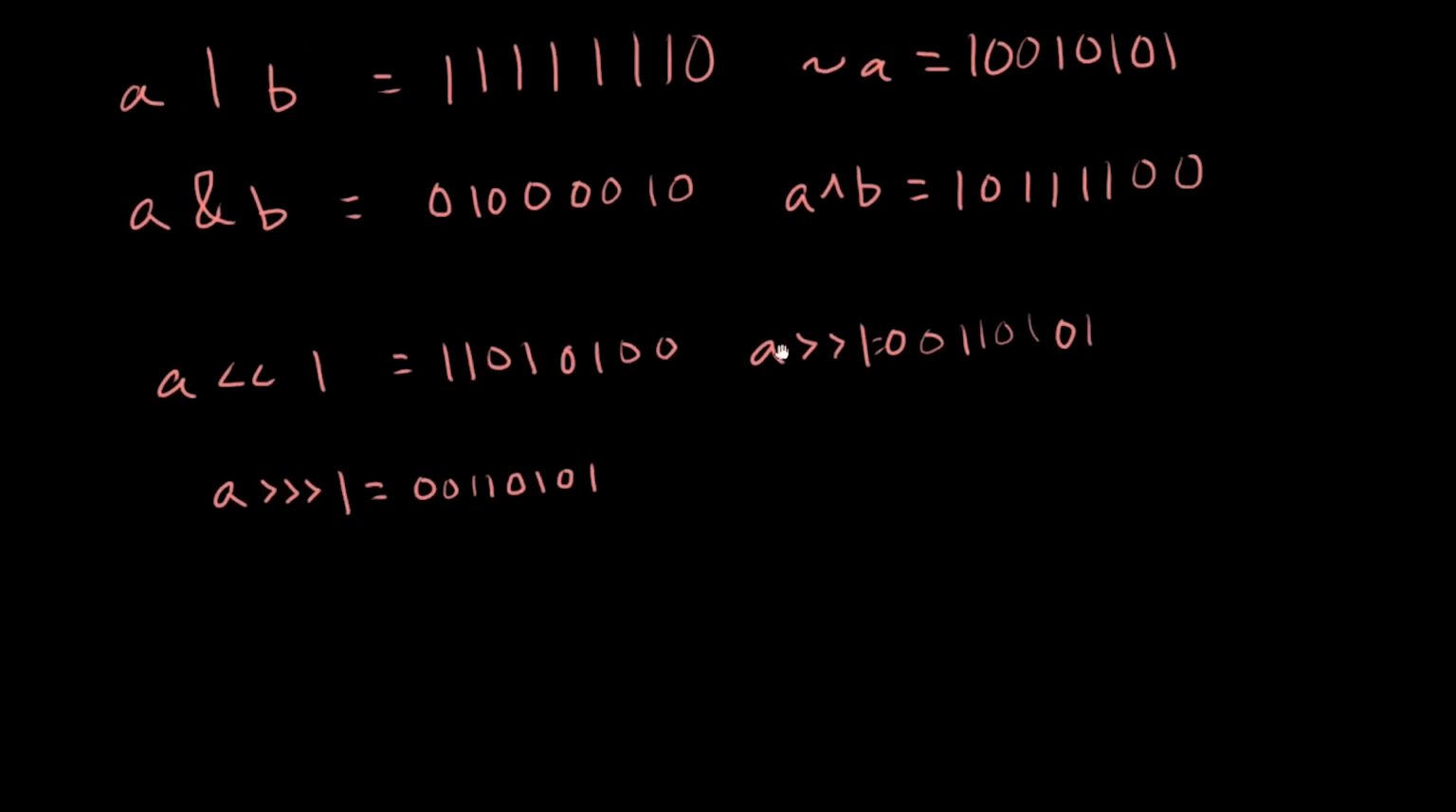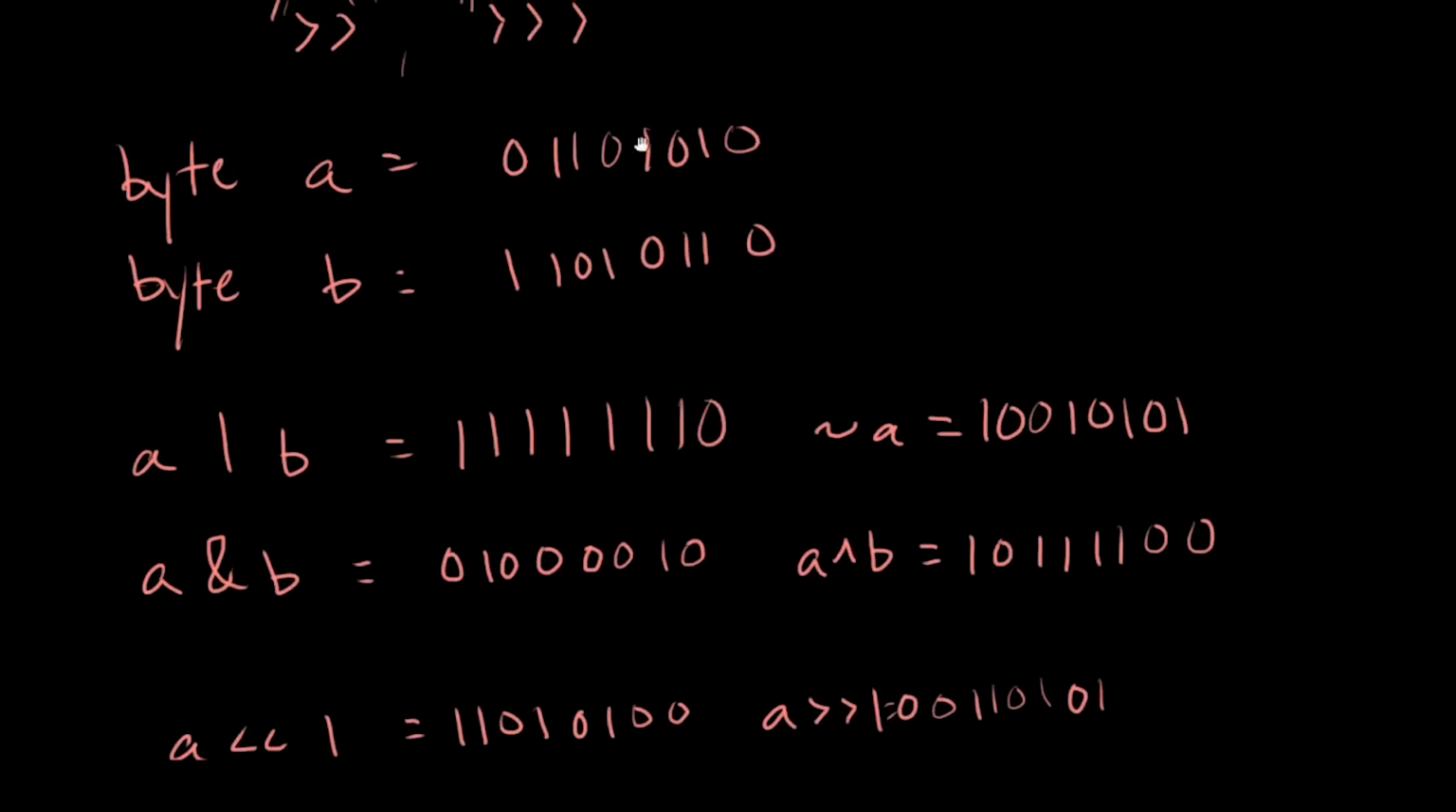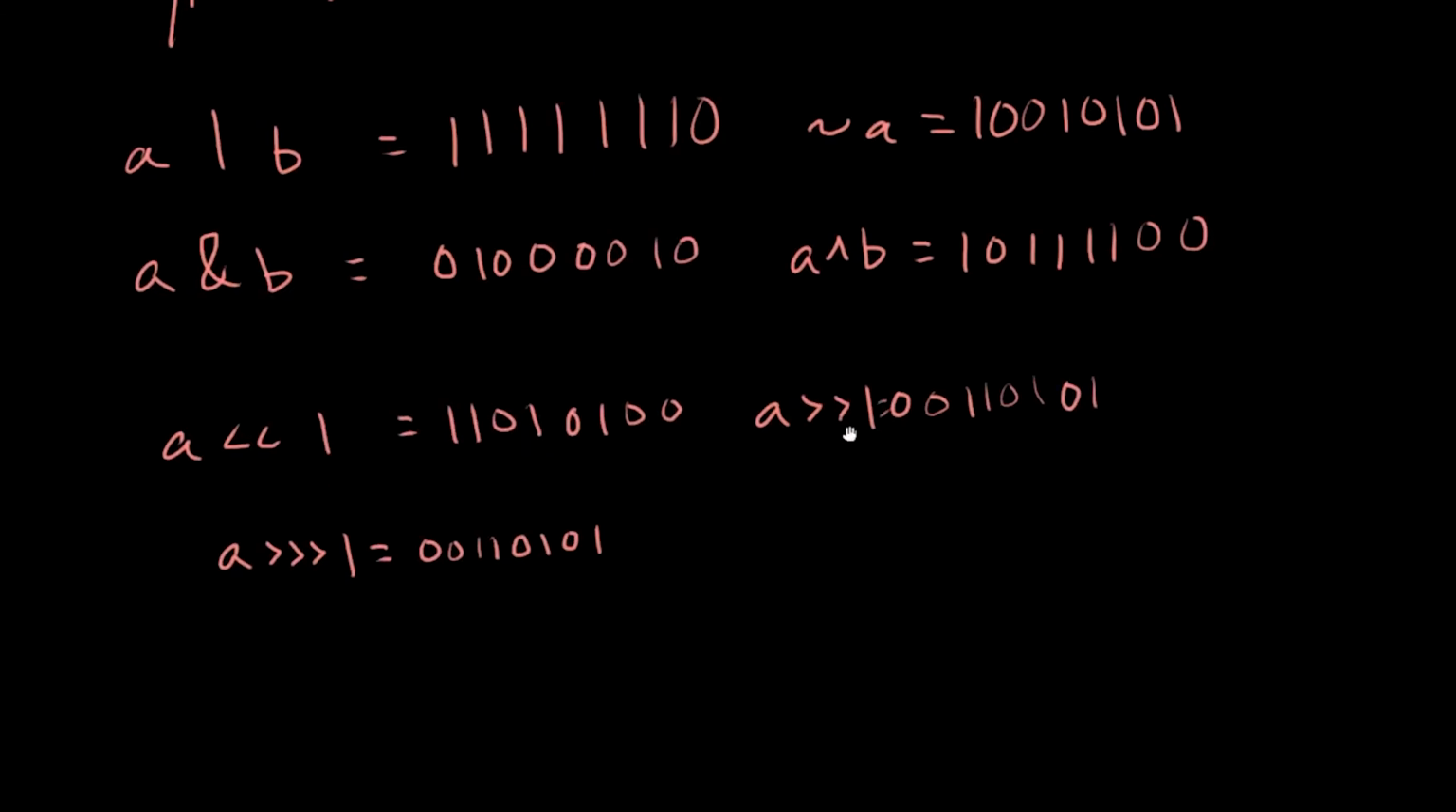And then we have a signed right shift. So this is just going the other way. We're taking that byte, or however many bits you have, and shifting it down, however many you specify.